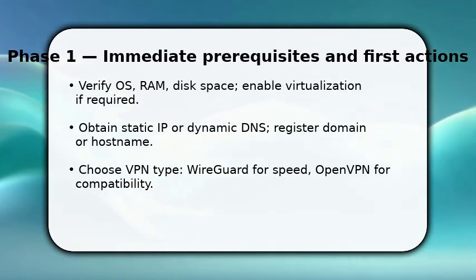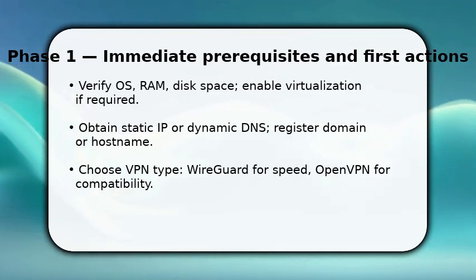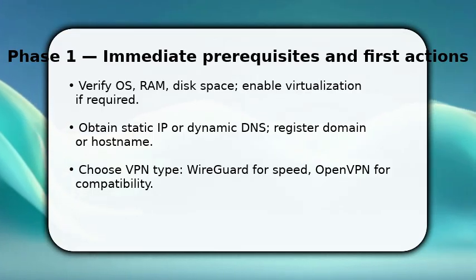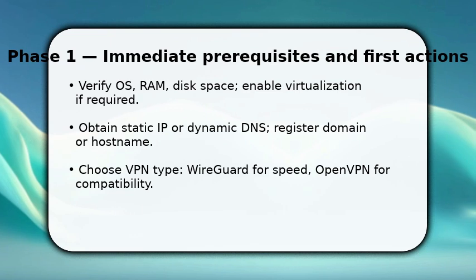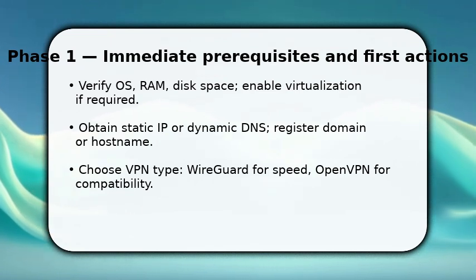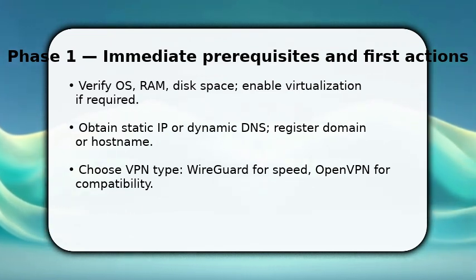Next, pick a VPN protocol, WireGuard for performance, OpenVPN for broad client support, because that decision shapes keys, ports, and firewall rules. Now install the chosen package and its dependencies. Make sure package sources are trusted before proceeding.